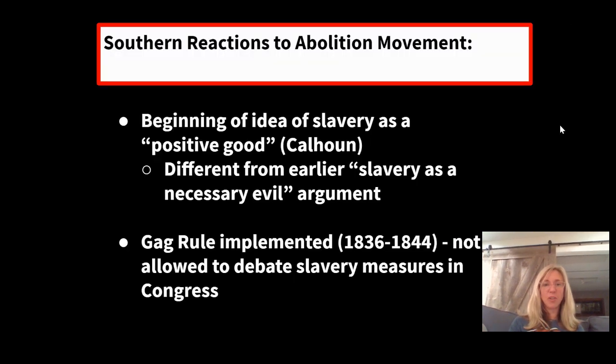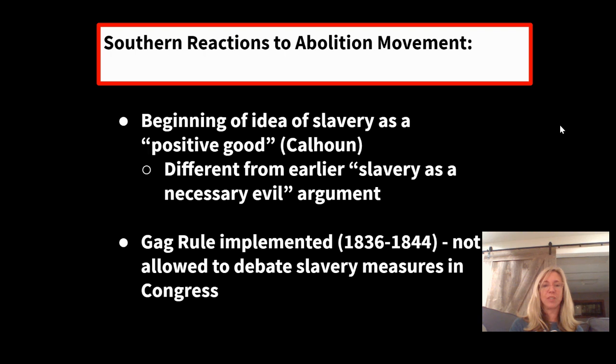Some Southerners changed their tune as far as how they could justify slavery during this time, as the abolitionist movement grew and it became more of a moral issue. Initially, some people justified slavery by saying that it was a necessary evil, like in the late 1700s, early 1800s. But now in the 1830s, 1840s, there's a shift, especially led by John C. Calhoun, if you remember him, saying that slavery now is a positive good, trying to morally argue that actually it was good for slaves.